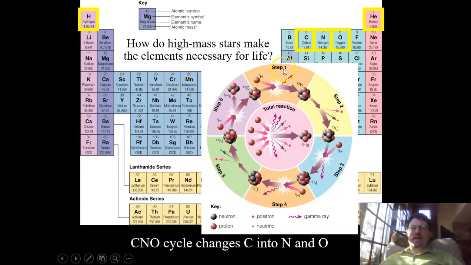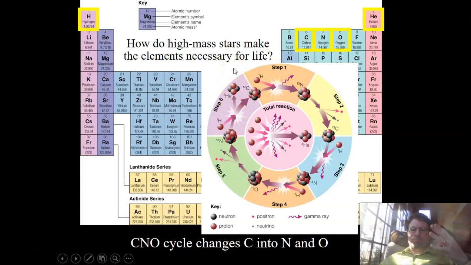You don't need to memorize the details of the steps here. Just appreciate that C and N and O are acting as catalysts. In step one, a hydrogen hits a carbon-12 to make a nitrogen-13, which decays to a carbon-13, which hits a hydrogen to make a nitrogen-14, which hits a hydrogen to make an oxygen-15, which decays to a nitrogen-15, which hits a hydrogen. That combination of the hydrogen and the nitrogen-15 then splits, making a helium-4 and a carbon-12. That carbon-12 can be reused to initiate additional cycles. But look at what happened. You had one hydrogen come in here, a second hydrogen come in here, a third hydrogen come in here, and a fourth hydrogen come in there, and you had one helium-4 come out.